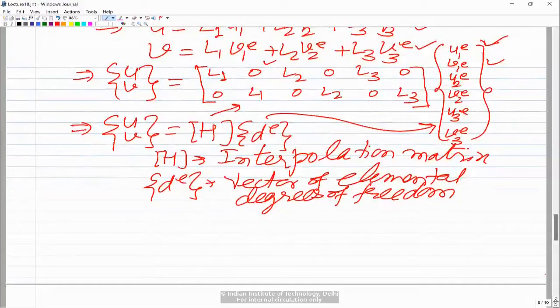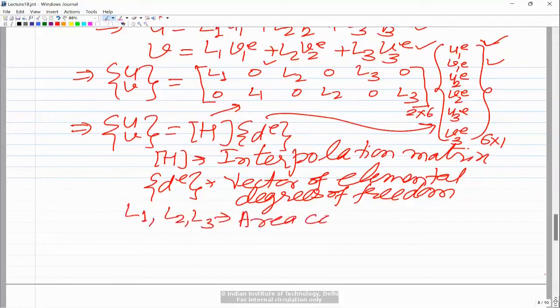Now you see this is a 2 by 6 matrix and this is a 6 by 1 vector. The nodal degrees of freedom are 2. So at each node there are 2 degrees of freedom, displacements along x and y direction, and for the element there are 6 degrees of freedom, that is the x and y displacements of all the nodes. And here keep in mind that L1, L2, L3 are the same area coordinates we have already discussed. So I'm not going to write them, but we will be using them.